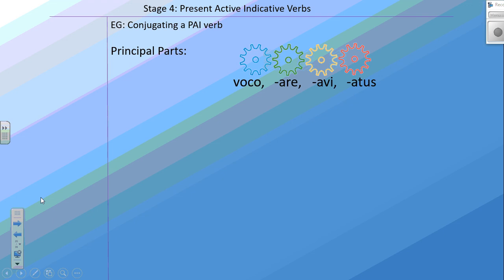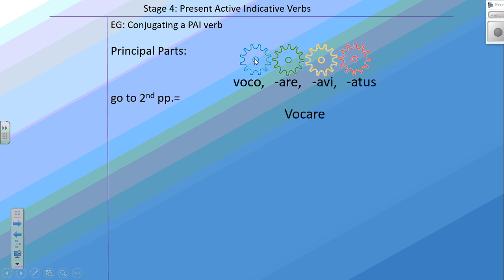So we're going to use voco. It's my favorite verb to use for examples. It's a nice regular first conjugation verb. And you can see voco's principal parts are voco, that's our first principal part; vocare, so that you drop that -o and add these on as stems; vocare is our second principal part; vocavi is our third principal part; and vocatus is our fourth principal part. Remember the rule, go to the second principal part, so we're going to do that next.